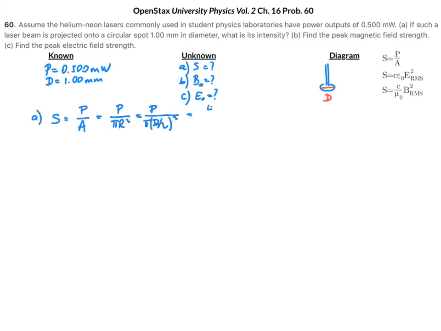So that is 4 times the power divided by pi d squared, and that is 4 times 0.5 times 10 to the negative 3 watts divided by pi, 3.14, times d squared. That is 1 times 10 to the negative 3 quantity squared, and we get an intensity of 637 watts per square meter.